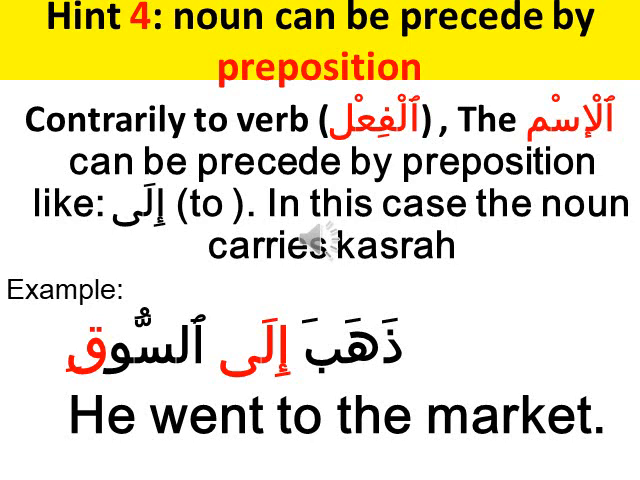Hint number 4. Noun can be preceded by a preposition. Contrary to the verb al-fi'l, the ism can be preceded by a preposition like ila, to. In this case, the noun carries kasra. Example, ذهب إلى السوق, he went to the market.